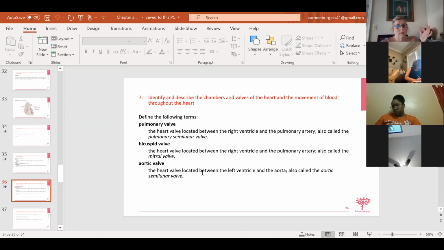Aortic valve is exactly what it sounds like. It's the valve from the left ventricle to the aorta. And it's semilunar as well. They call it the aortic semilunar valve.